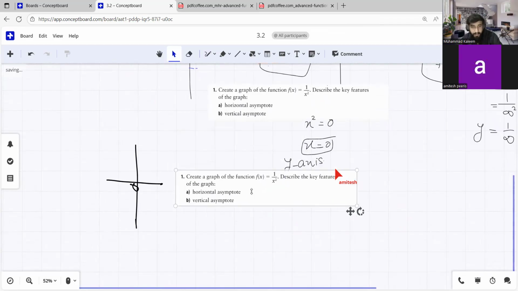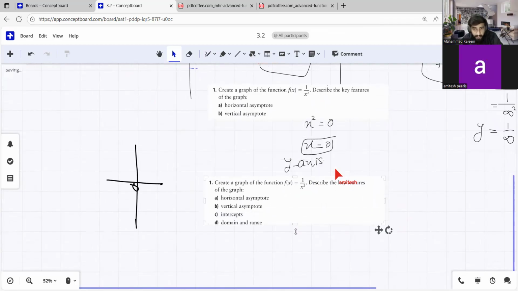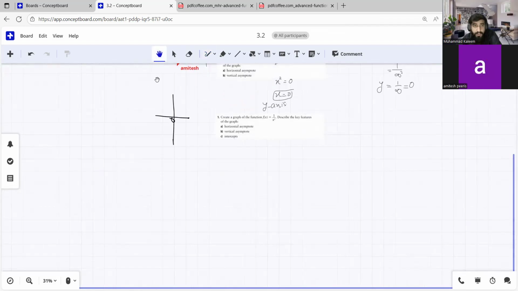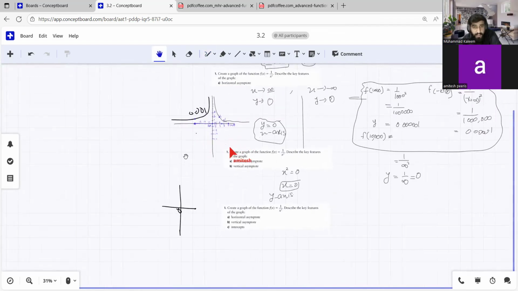Okay, next. It's part C, intercepts. This is easy to find out. Can you please tell me what these are? The y-intercept. We have to find both. I don't think we have an x-intercept and we don't have a y-intercept either. Yeah, exactly, because there is a horizontal asymptote at 0 and a vertical asymptote at 0, so the curve never touches them.